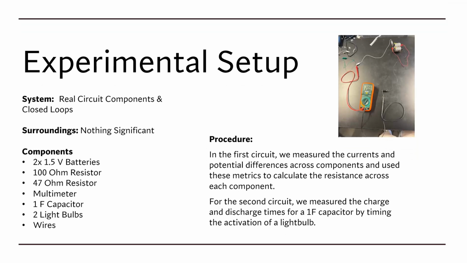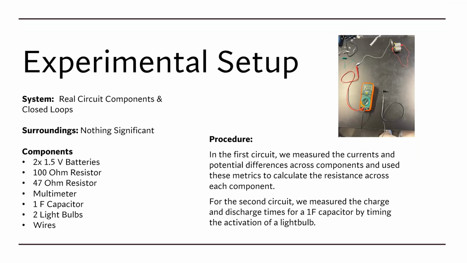The system in this experiment was the real circuit components and the closed loops. Surroundings were nothing significant. The components used in these circuits were two 1.5 volt batteries, a 100 ohm resistor, a 47 ohm resistor, a multimeter, a 1 Farad capacitor, two light bulbs of varying resistance, and wires.